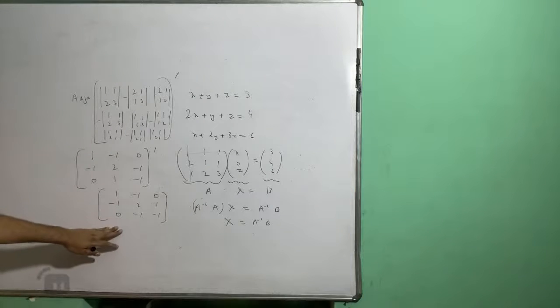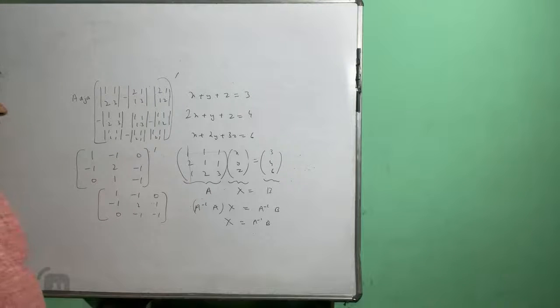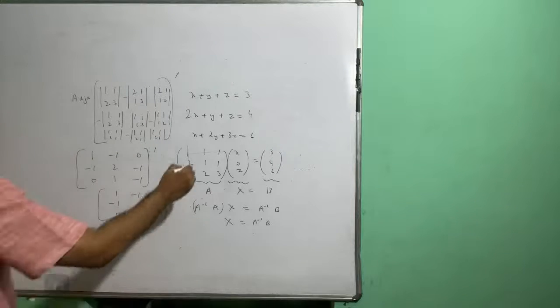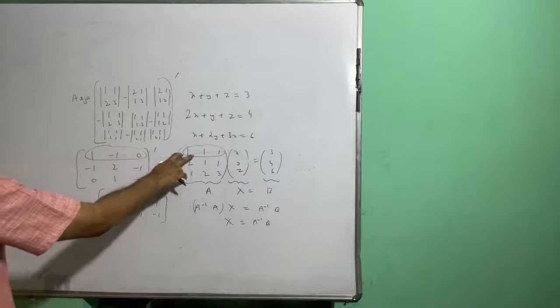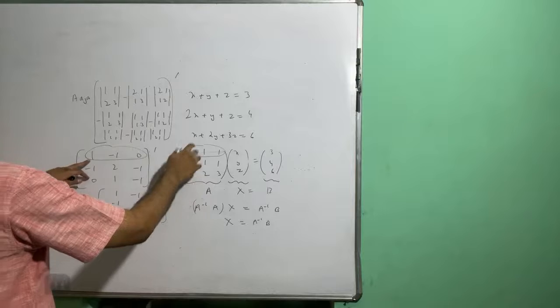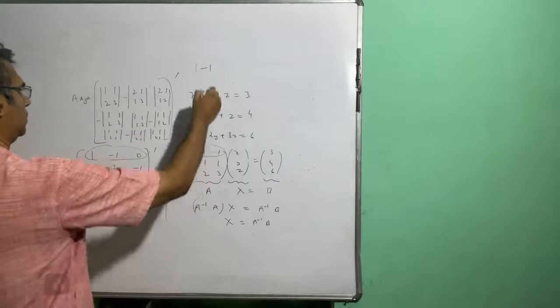So you have got the adjoint of A, and now you will have to take the first row of A and the first row of this and multiply them. So 1 into 1 is 1, 1 into minus 1 is minus 1, 1 into 0 is 0.